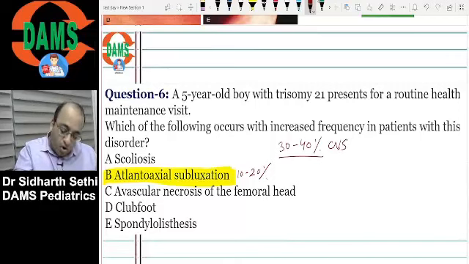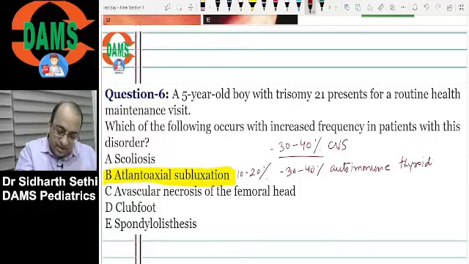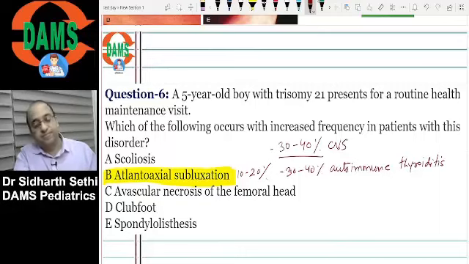Now all of you should remember two more things. Number one, 30 to 40% of Down syndrome can have autoimmune thyroiditis, so they may have hypothyroidism. So in every child of Down syndrome, you should get a thyroid function test because this is something you can treat. Hypothyroidism is a preventable cause of mental retardation.